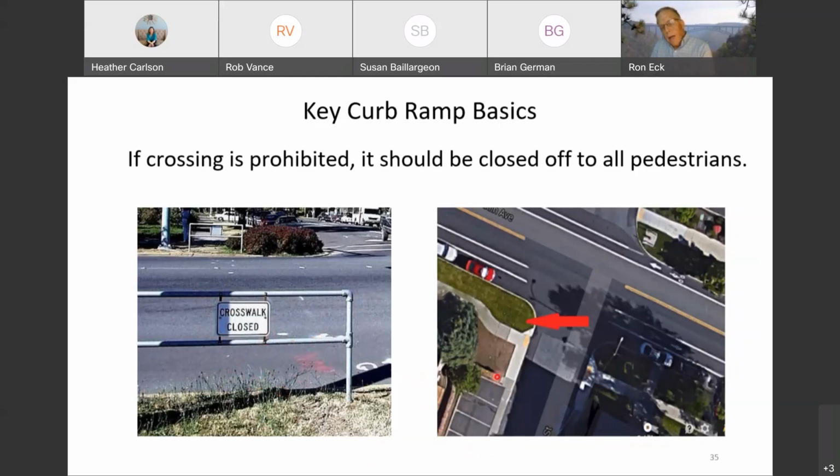Another way to do it is to have a change in surface, like this grass here. It lets a visually impaired pedestrian using a cane, say they're going north here toward the top of the image, detect that grass from the concrete sidewalk with their cane, and that lets them know that this pedestrian path doesn't proceed any farther to the north. They have to either turn left or turn right.